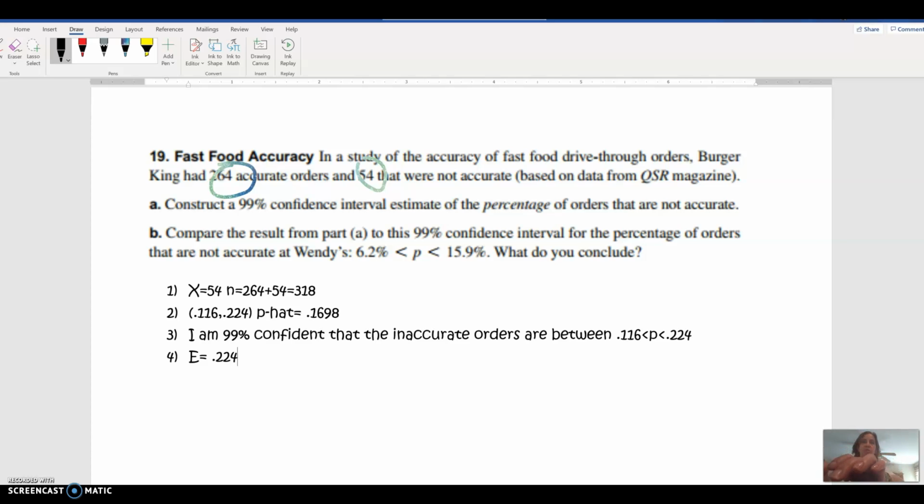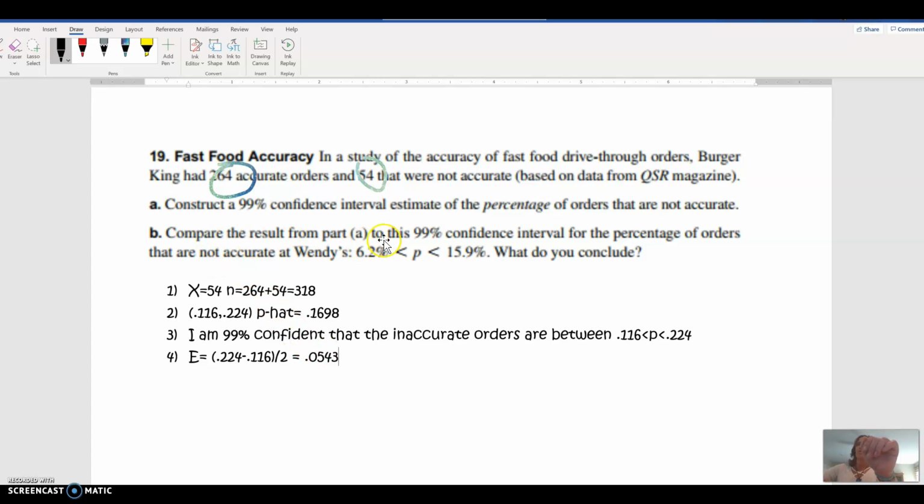So the error would be 0.224 minus 0.116. I'm just going to do it the one way this time, using both endpoints. Whoops. And then dividing that by 2. And if I do that correctly, we should get about, looks like 0.0543. So that should be about my error. So in other words, I have a sample with almost 17% errors. I'm pretty sure, give or take, a little bit more than 5% is the real percentage of errors.